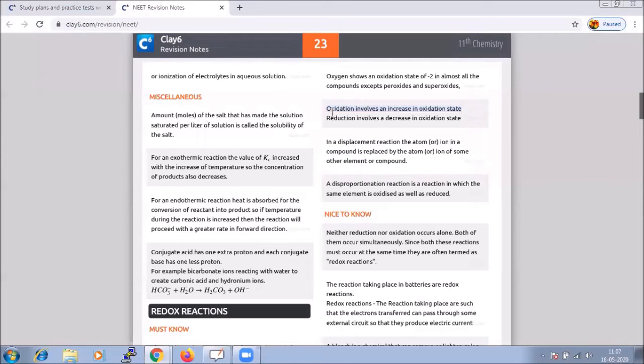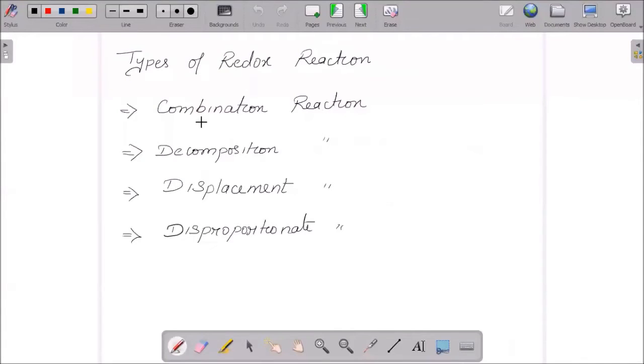So that is your reaction. There are different types of redox reaction. The first one, we can say, is the combination reaction. What is a combination reaction? When two or more reactants react to form a single product, we say that it is a combination reaction.